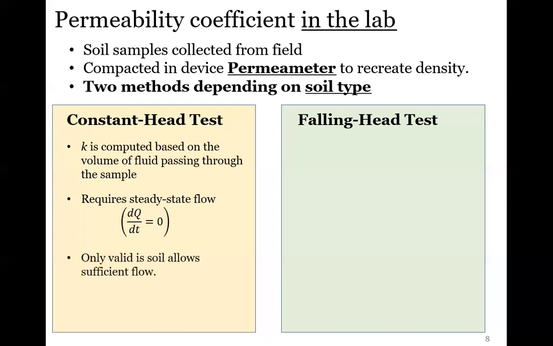This is only valid if the soil allows a sufficient amount of flow. So if we took a clay sample, like from our Atterberg tests, if you pour water on that clay, what would happen to it? The water would just sit on top of it, right? You needed to actually mix it in. So we cannot do these constant head tests on samples that are low permeability. They're only used for coarse grain soil, like our sand and gravel.